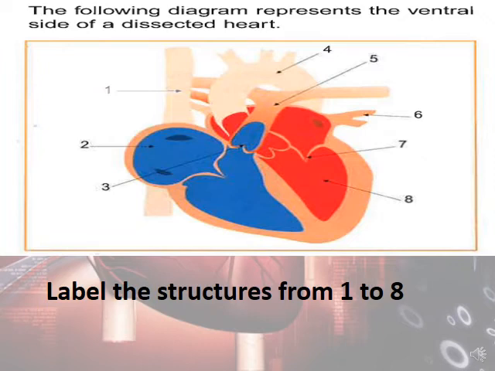Number 4 is the aorta. Number 5 is the pulmonary artery. Number 6 is the pulmonary vein. Number 7 is the bicuspid valve, and number 8 is the left ventricle.